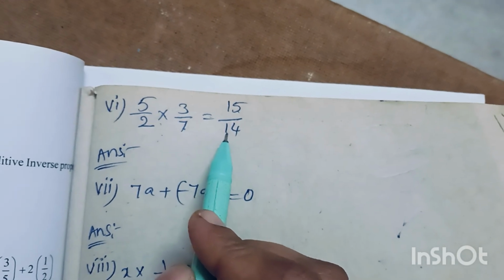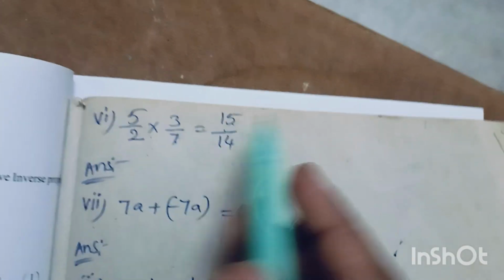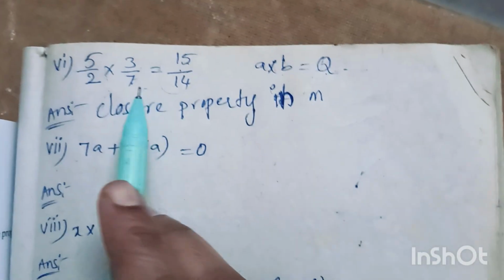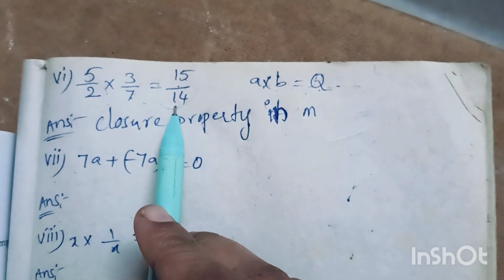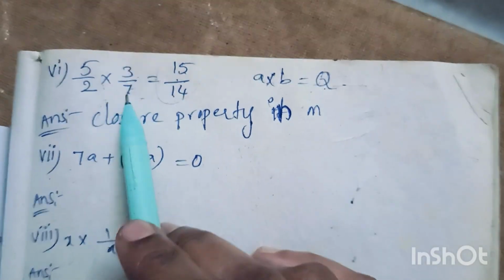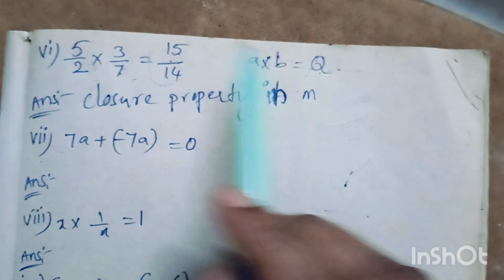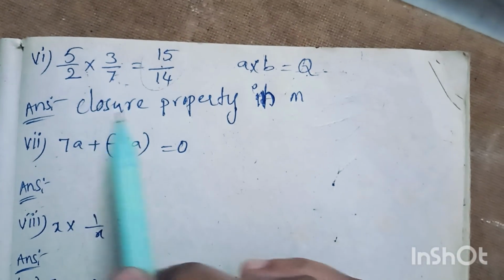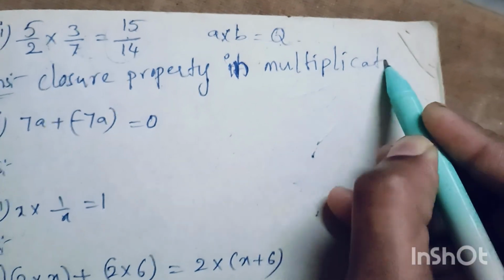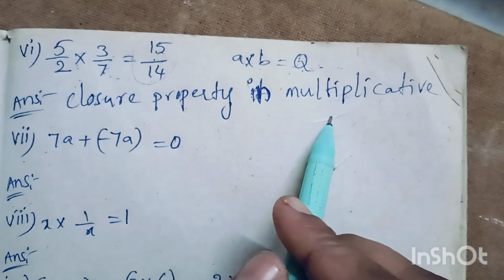Next, the sixth one: 5 by 2 into 3 by 7 equals 15 by 14. Here the LHS has two numbers and the RHS has only one number. Let 5 by 2 be A and 3 by 7 be B. If the product of two rational numbers is a rational number, which property is that? That is the closure property in multiplication. If it is addition, then it is the closure property under addition.